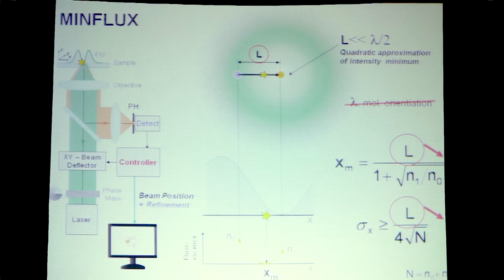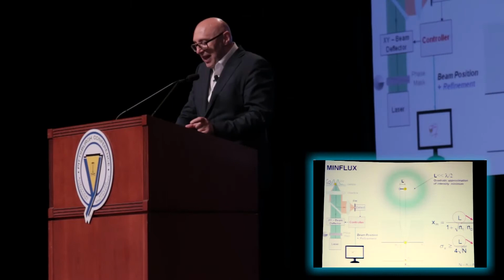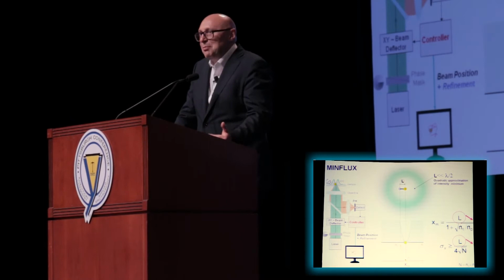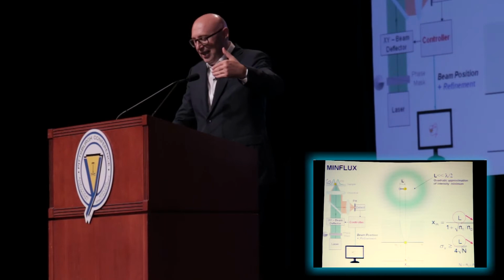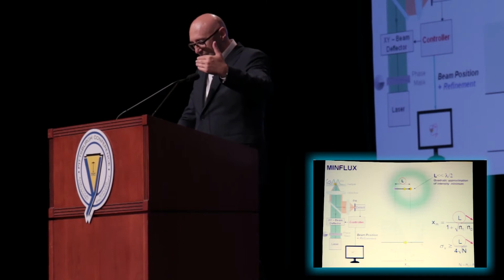We can make that smaller, because once we have a coarse anticipation of where the molecule is located, we can reduce that range, because we know it's roughly there. By making it smaller, of course, we make the precision go up. It's very simple. And making something smaller in a linear way, since it depends linearly on L, is much more effective than waiting for more photons to come, because the number of photons is damped by this square root dependence. So it's much more effective to reduce the range than to wait for more photons.